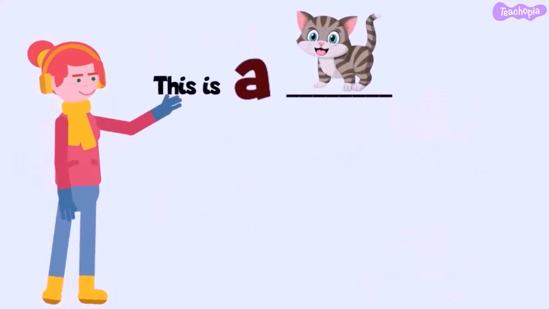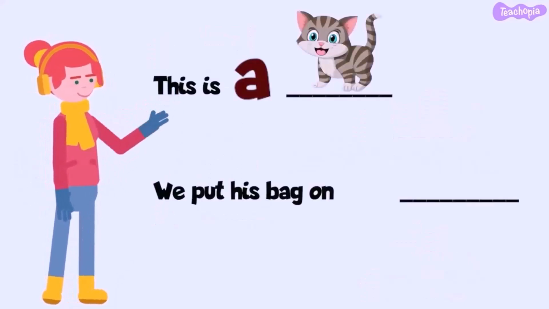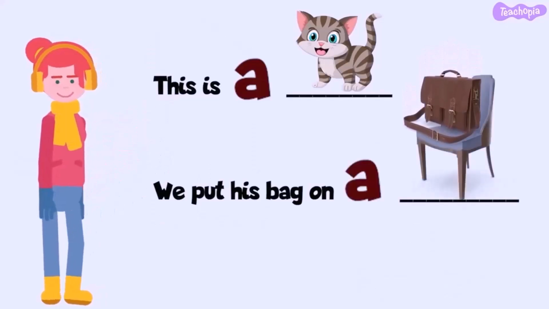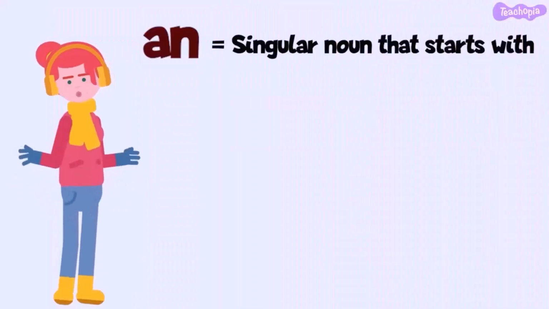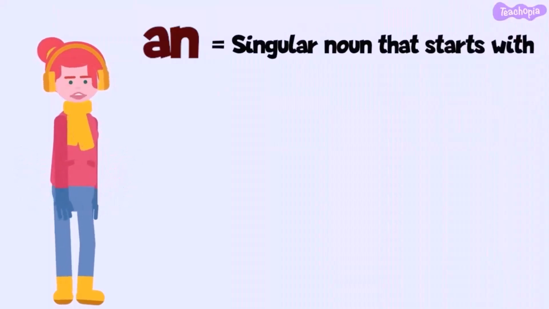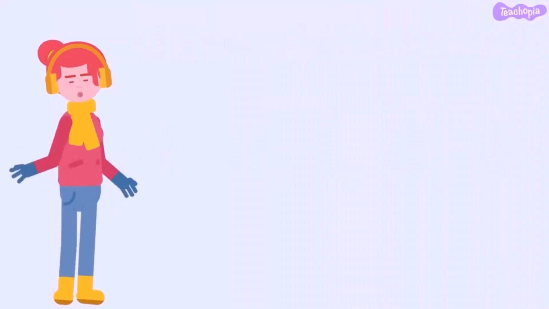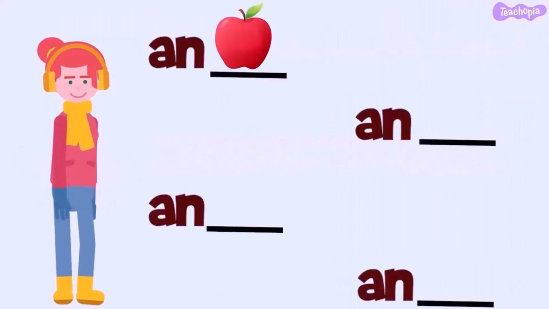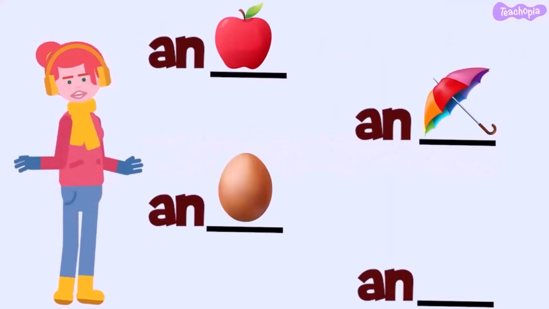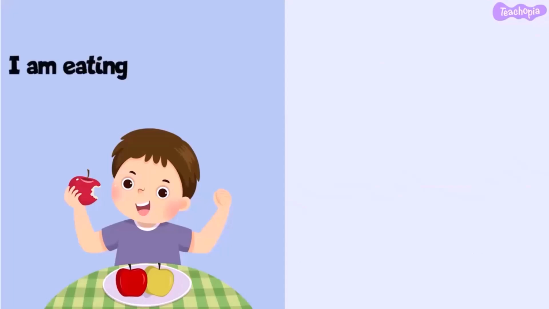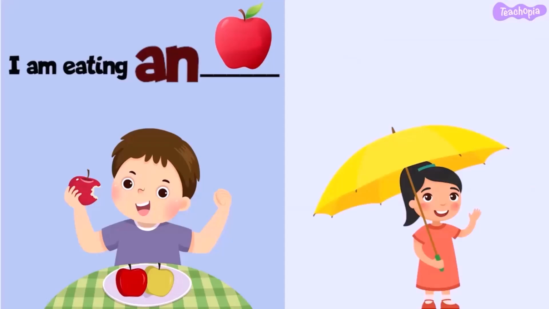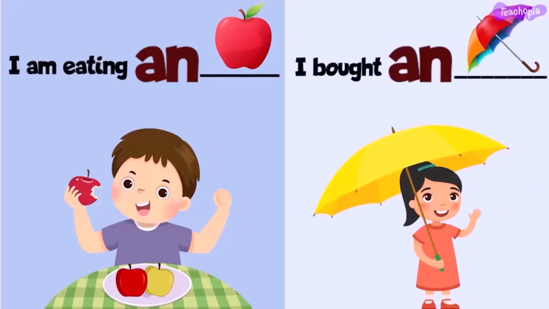We can say, this is a cat. We put his bag on a chair. We use an before a singular noun that starts with a vowel. For example, an apple, an umbrella, an egg, an ice cube. For example, I am eating an apple, or I bought an umbrella.